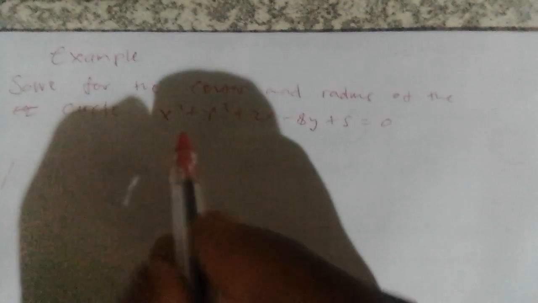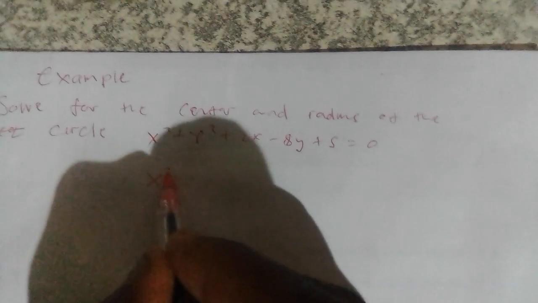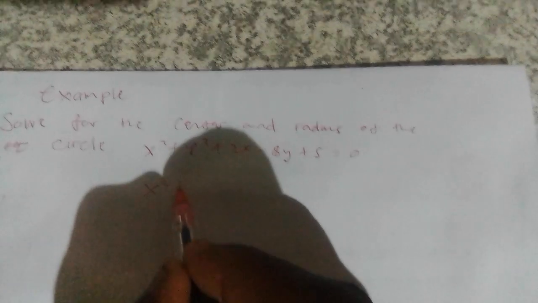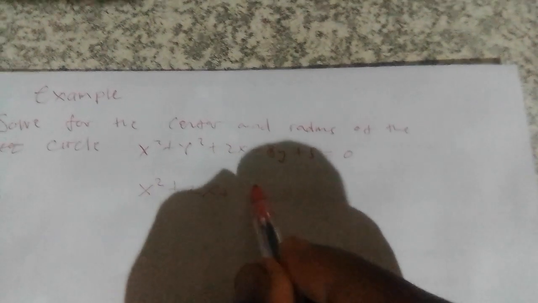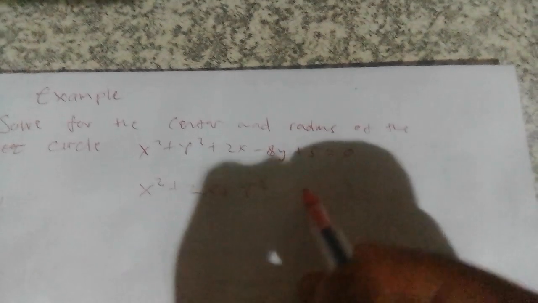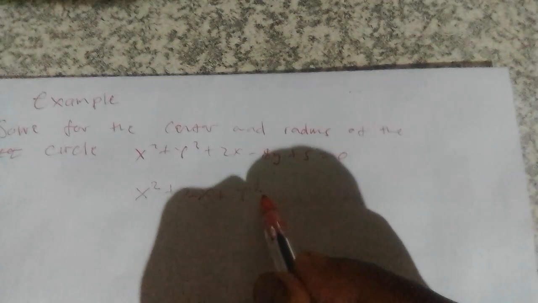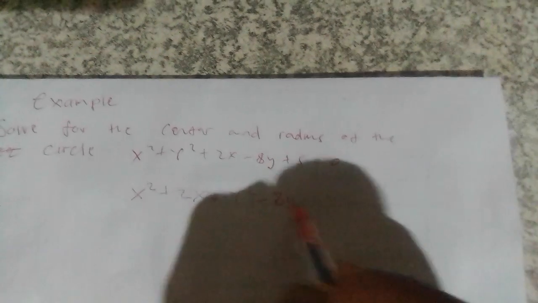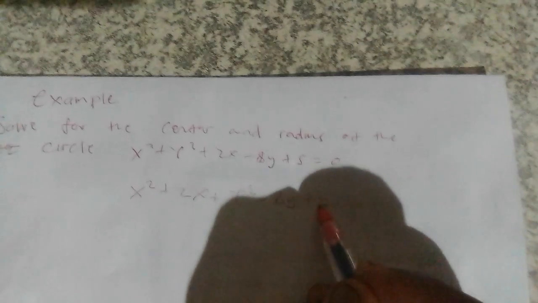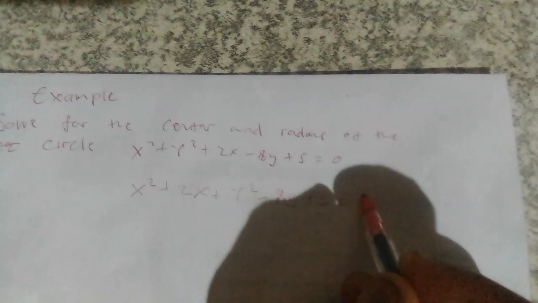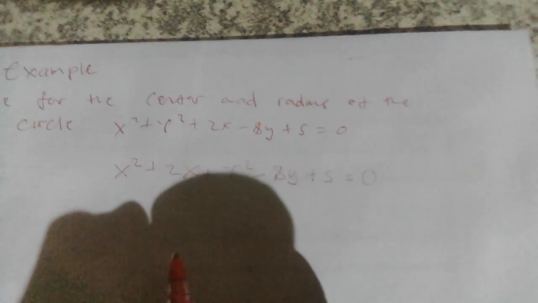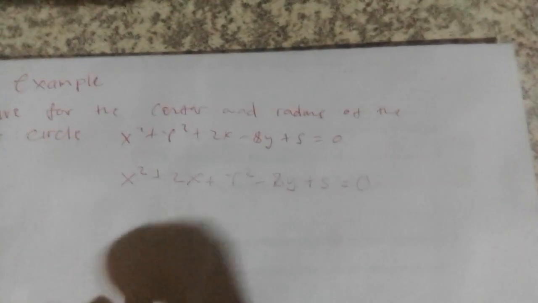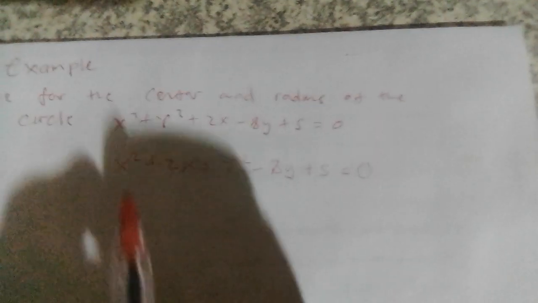The arrangement has to be like this: x squared plus 2x plus y squared minus 8y plus 5 is equal to 0. Remember, this is just an arrangement. Now this is how we go about these equations.